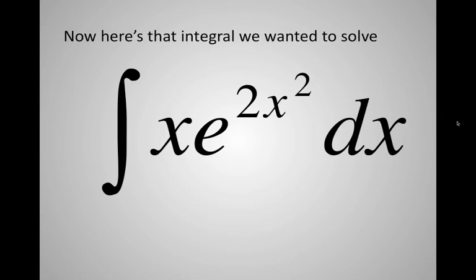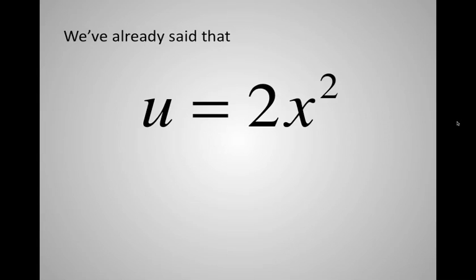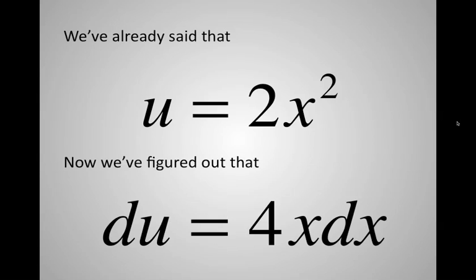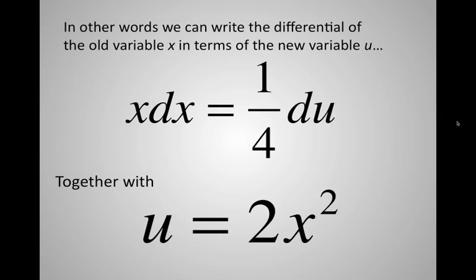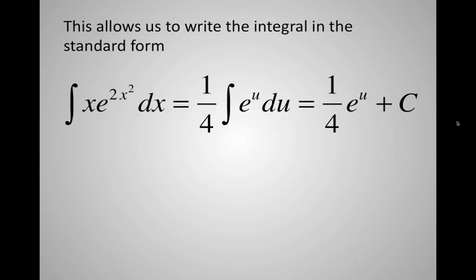Alright, so let's go back to the integral again. We've got the integral of x e to the 2x squared dx. The argument to the exponential, 2x squared, we said that's going to be u. And now we figured out that du is 4x dx. In other words, we can write the differential of the old variable x in terms of the new variable u. So x dx is equal to 1/4 du. Together with u equals 2x squared, we can write the integral in the standard form that we want. So the integral of x e to the 2x squared dx is equal to 1/4 the integral of e to the u du, which is 1/4 e to the u plus c. All we did there was change 2x squared to u, and then change x times dx to 1/4 du.